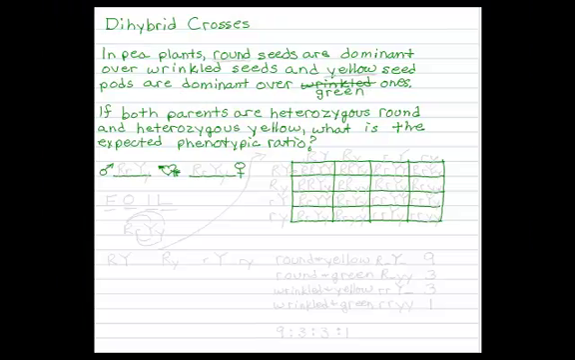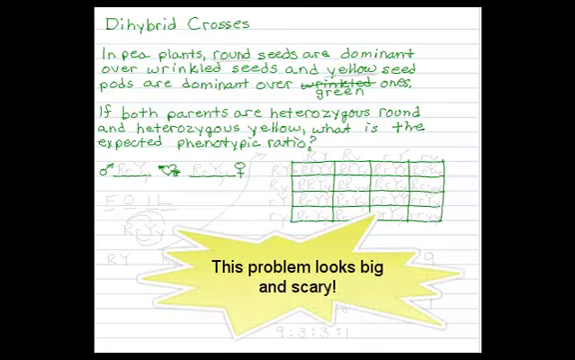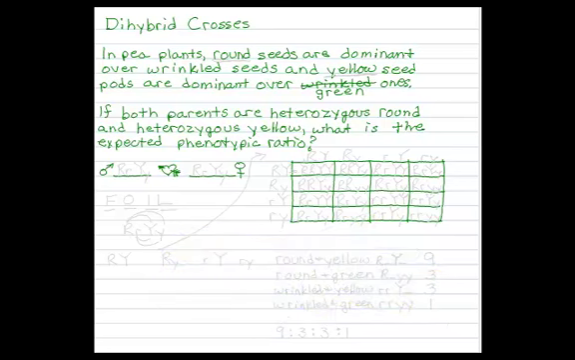So, we talked about what a dihybrid cross is. Now we're actually going to do one. The example on your notes says, in pea plants, round seeds are dominant over wrinkled seeds, and yellow seeds are dominant over green ones. If both parents are heterozygous round and heterozygous yellow, what is the expected phenotypic ratio?